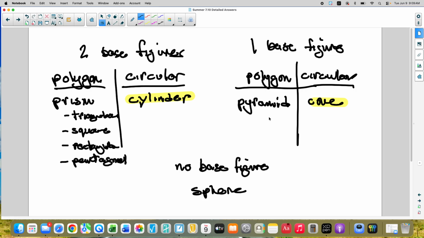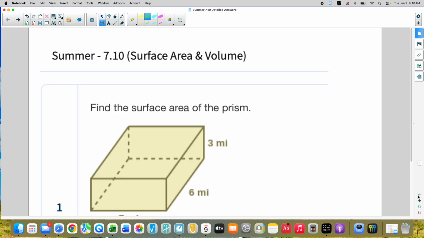And that also goes for all of your pyramids. You can have a triangular pyramid, a square pyramid, a rectangular pyramid, a pentagonal pyramid, a hexagonal pyramid, etc. So all of the prisms and pyramids will have a name in front of it depending on the shape of the base. Polygonal bases are prisms, circular bases are cylinders. Two base, one base. So that's important.